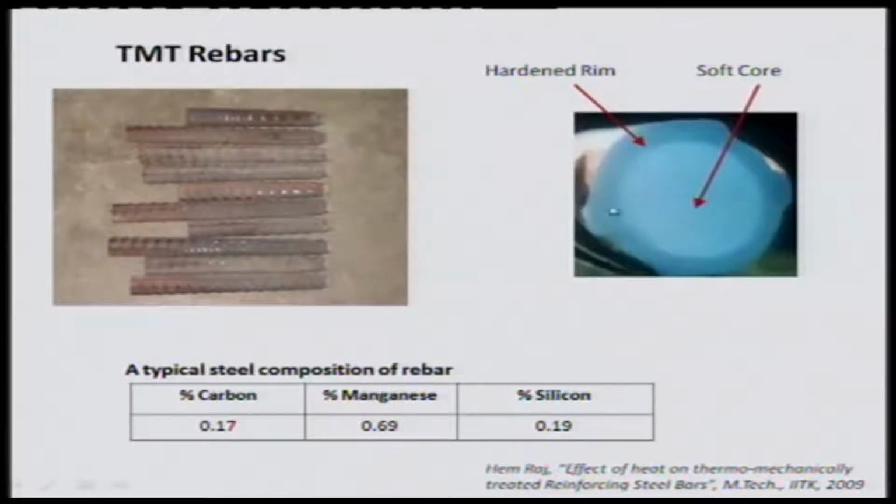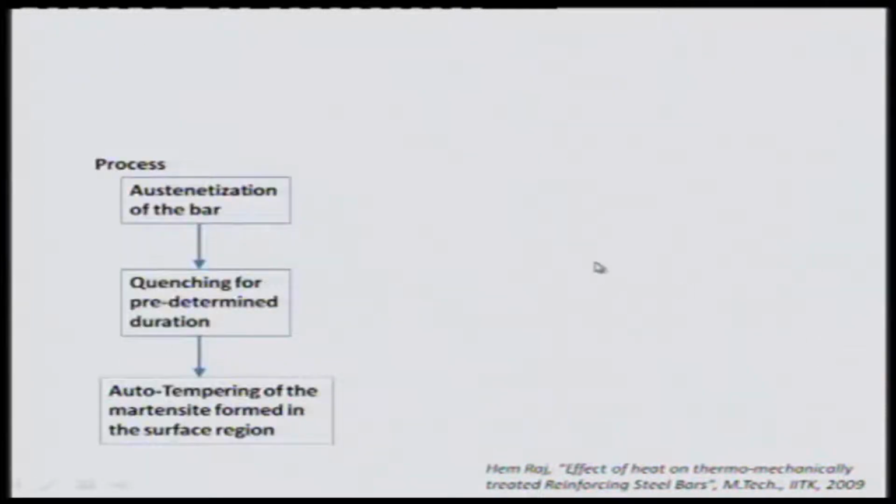Now, if I look at the macro structure, if I just take an image of a cross section of this, it has a hardened rim and a soft core. So, I am going to look at what kind of process was used to produce such a bar, with a hardened rim on the outside and a soft core inside. You start with a bar of a specific dimension of this composition, and this is the process you follow. You austenitize the bar, so go to a high enough temperature that you are in the single phase austenite region of the iron carbon phase diagram, and then this bar comes out of the furnace at a relatively high speed in a steel mill.